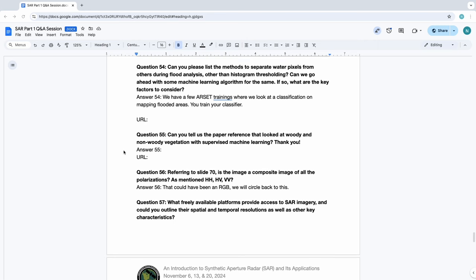Can you please list methods to separate water pixels from others during flood analysis other than histogram thresholding? Can we go ahead with some machine learning for the same? If so, what are the key factors to consider?